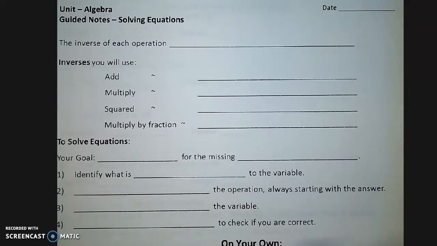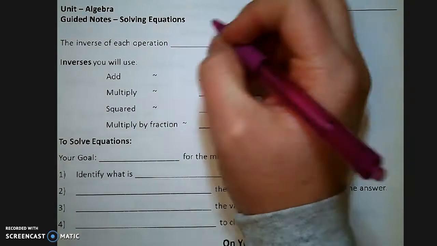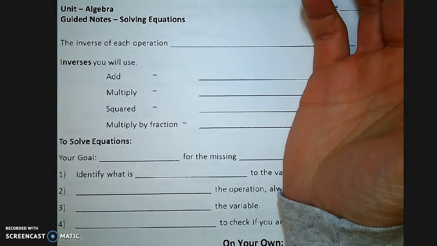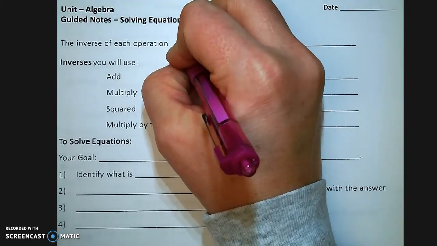So today we will be taking a look at how to solve one-step equations. So the first thing that we are going to talk about are the inverse of each operation and what an inverse is. So the inverse of each operation undoes or cancels that action. So as you know, everything in math we need to be able to undo.